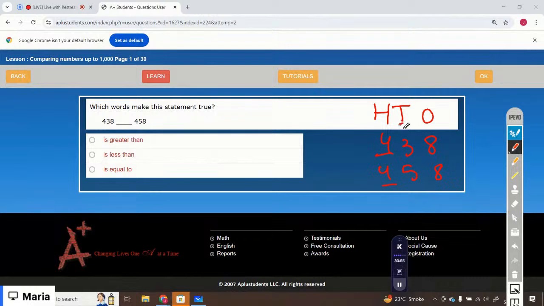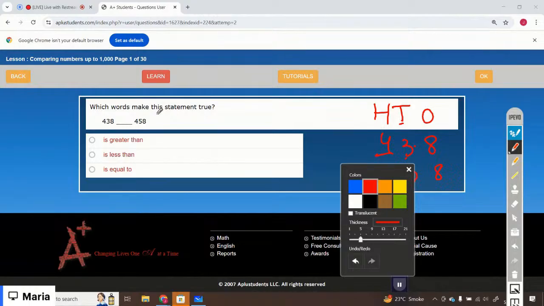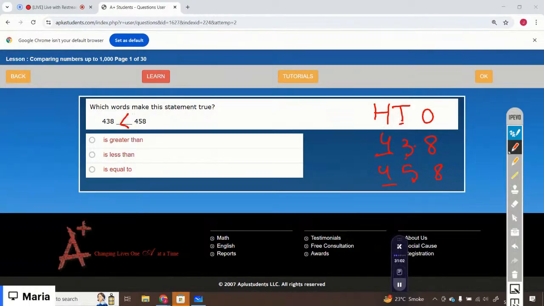Now add the 10 digit, 3 and 5. 3 is less than 5. So that means 438 is less than 458. The correct option is 438 is less than 458. Option number 2 is the correct option, less than it is.